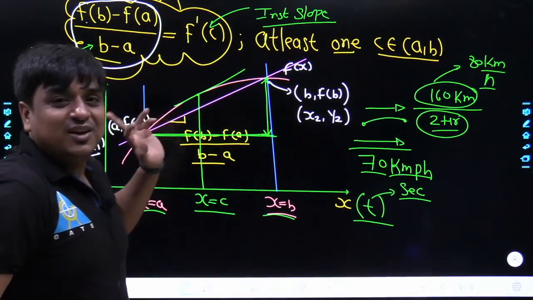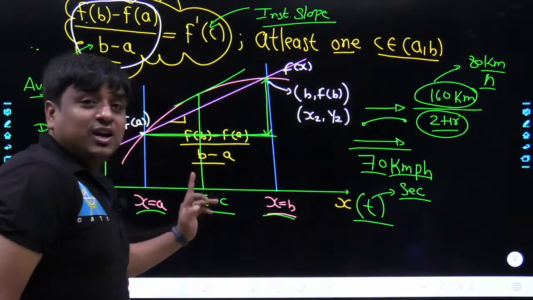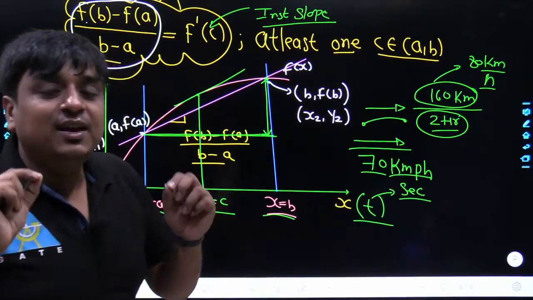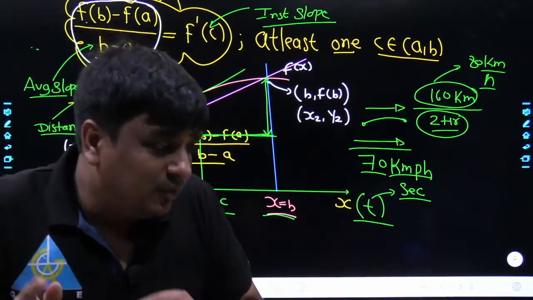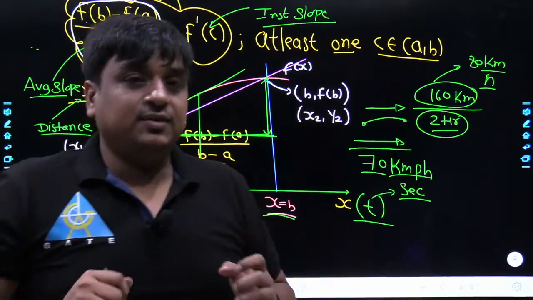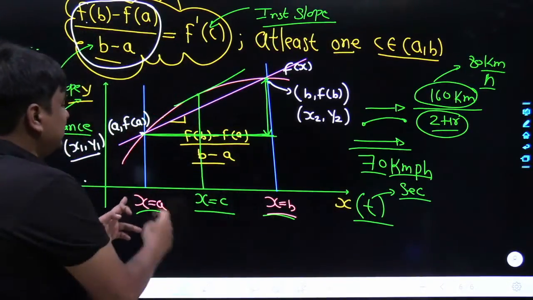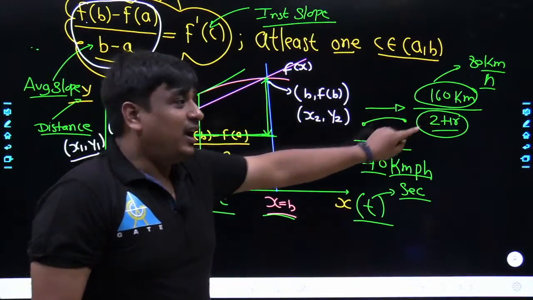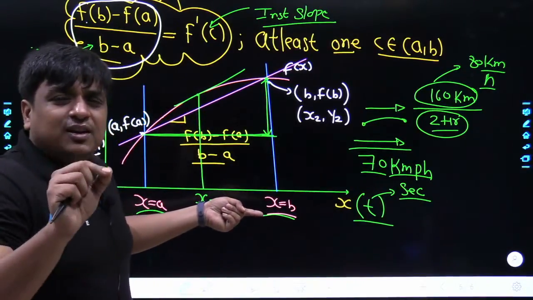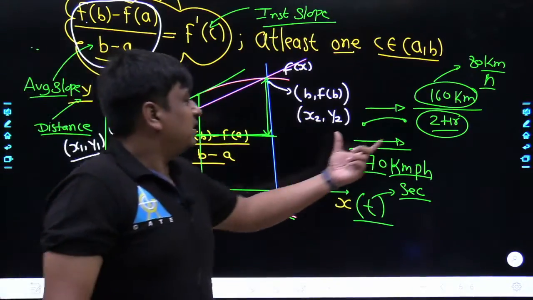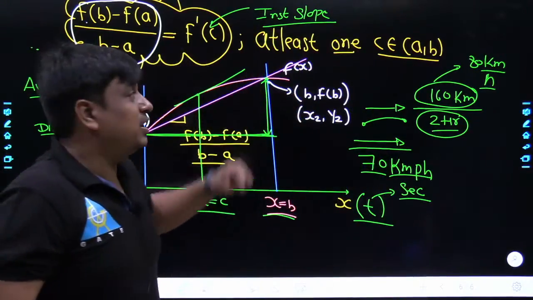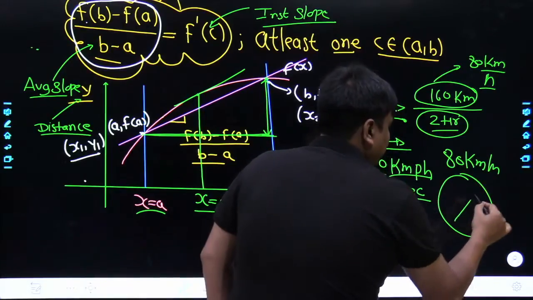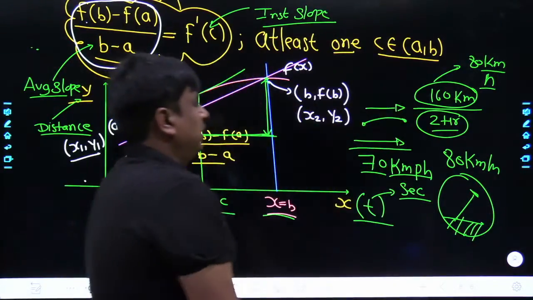As per Lagrange's mean value theorem, at least one moment would come where the instantaneous slope, here the instantaneous speed, would be the same as the average speed. So from here your father would figure out your average speed, and somewhere in between A comma B, at least one point C would be there where your average speed would meet your instantaneous speed. That means somewhere your speedometer has gone to 80 km per hour.